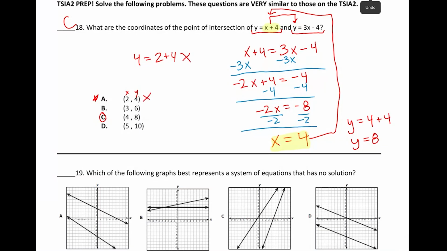I could test it with B. I'm letting y be 6. So 6 equals x, which is 3, plus 4. That doesn't work, and so on. And you're going to see that the 4 and 8 definitely works. The 5 and 10 does not. So you can get away with just going through the answer choices, seeing which one works, and that way you can skip the algebra.